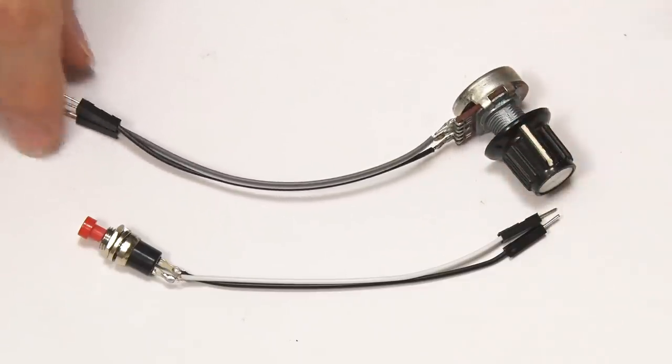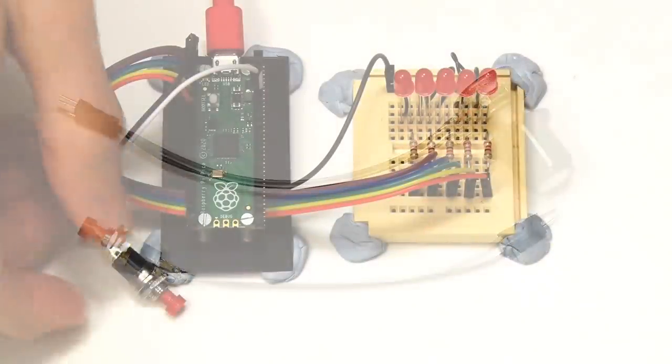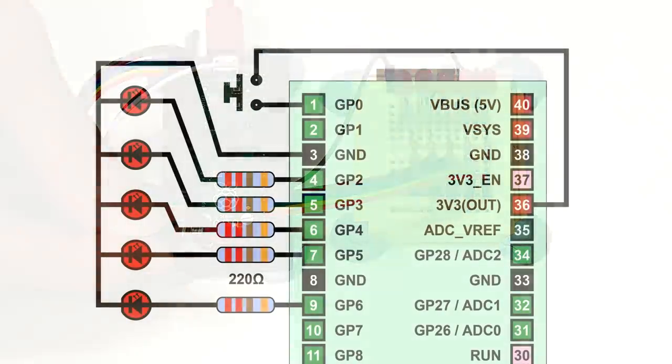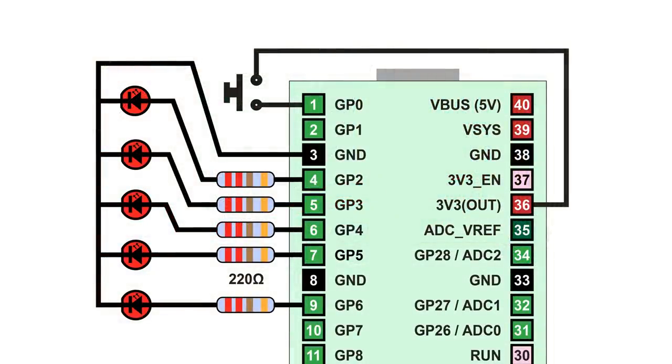Anyway, let's start with the push switch, which by the magic of filmmaking, I've connected to the Pico. And if we look to the circuit diagram, we can see that one lead is connected to pin 36, which is the Pico's 3.3 volt output, and the other lead to pin 1, which is GP, or General Purpose Input Output 0. And this is a good moment to point out that in our code, all references are to GP numbers, not to physical pin numbers.